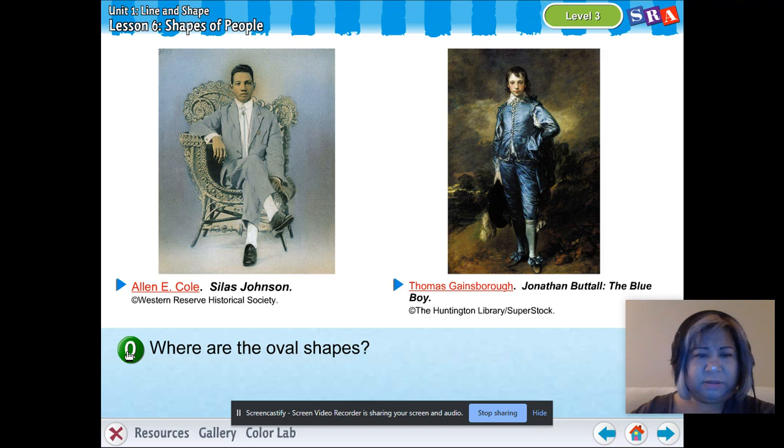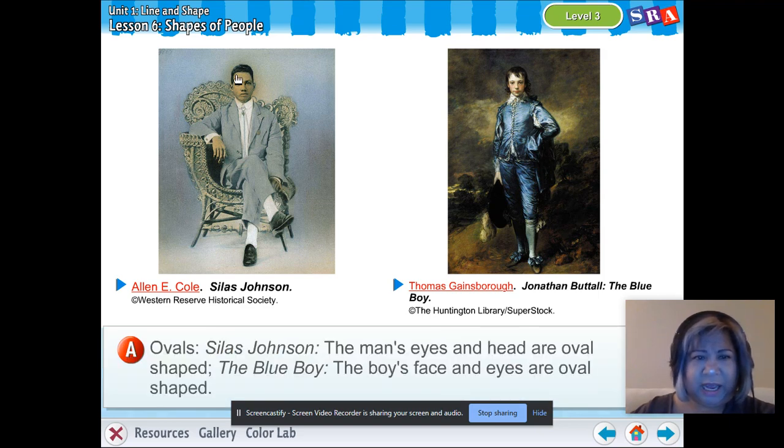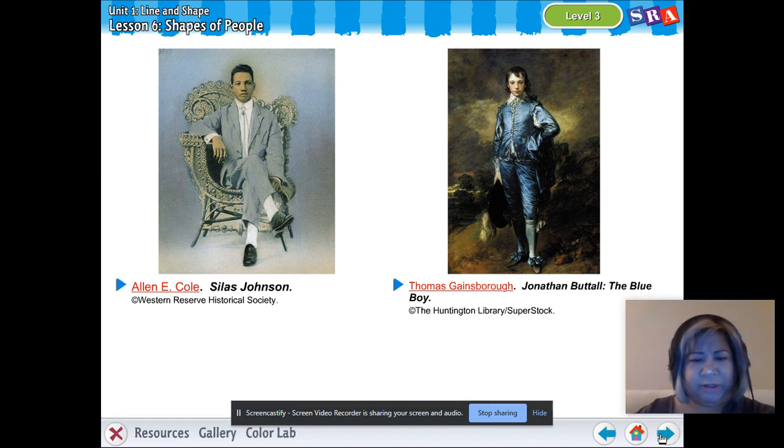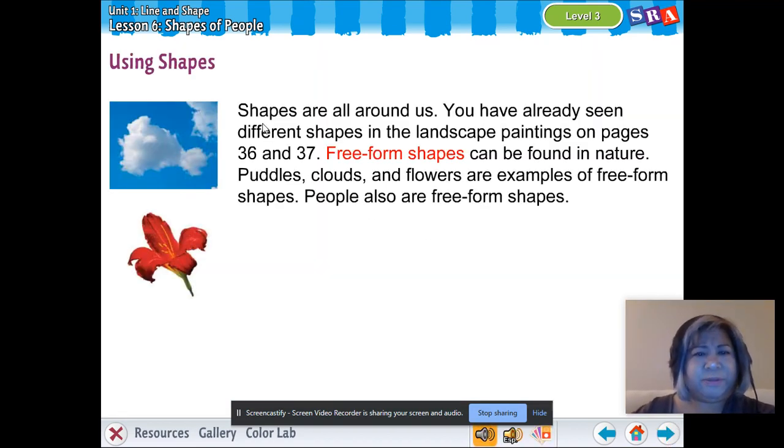Oval shapes. His eyes are oval, and his face is oval. Their heads are oval. So basically, when we look at these pictures, we just want to see if you can identify the different shapes that we learned about. Shapes are all around us.